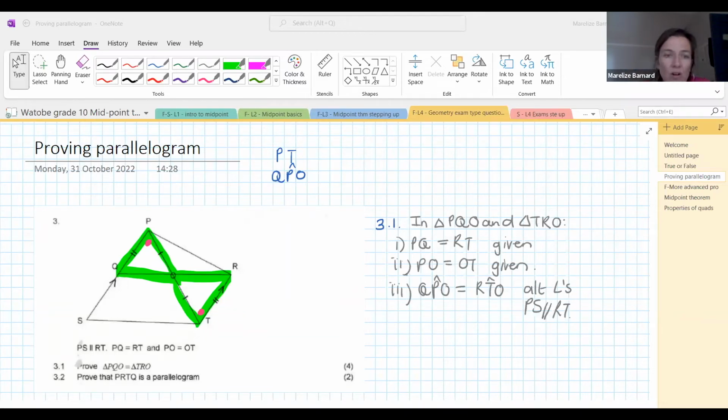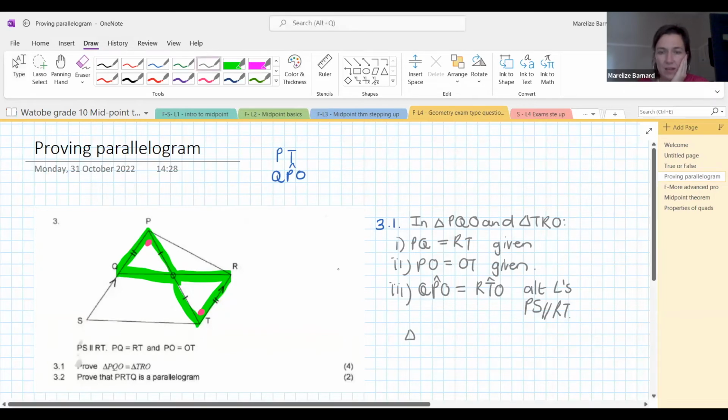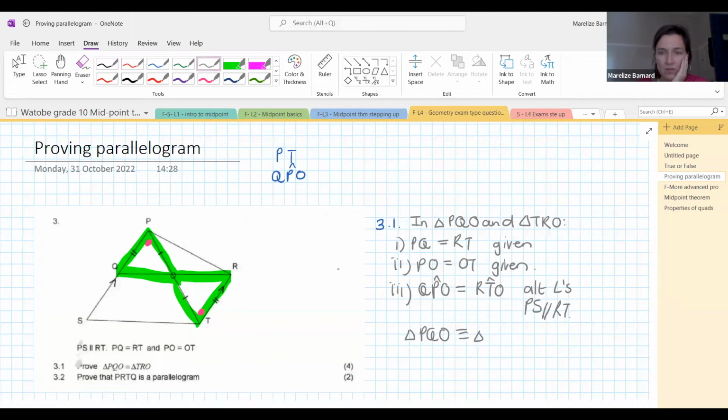Lydia, QR would, if it's common, put in the chat. What case of congruency have we got here? Side, angle, side. Yeah, okay. So now we can say triangle PQO is congruent to triangle TRO because of side, angle, side. Good stuff.